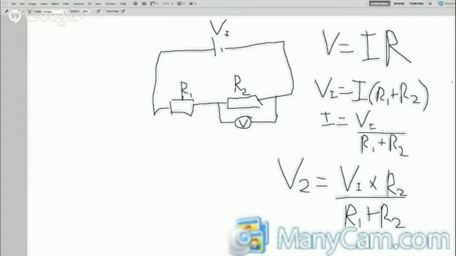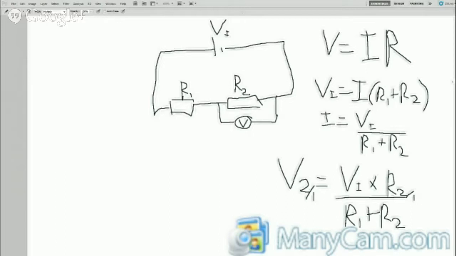If we wanted to know the voltage across V1, then all that's going to change is this resistor. So V2 is V in R2 over R1 plus R2. V1 is V in R1 over R1 plus R2. So that's how we can work out what the voltage is across these.